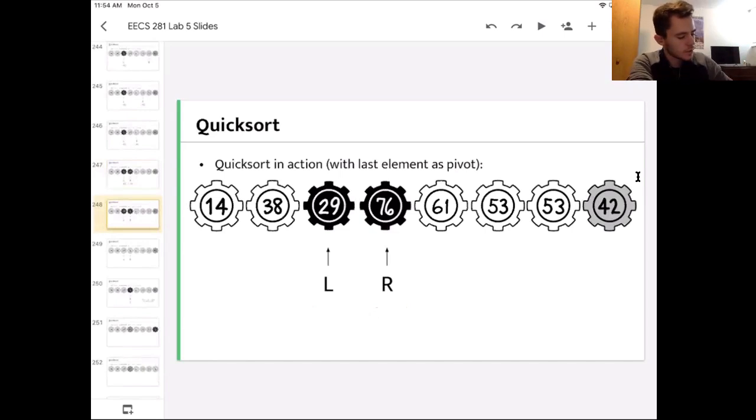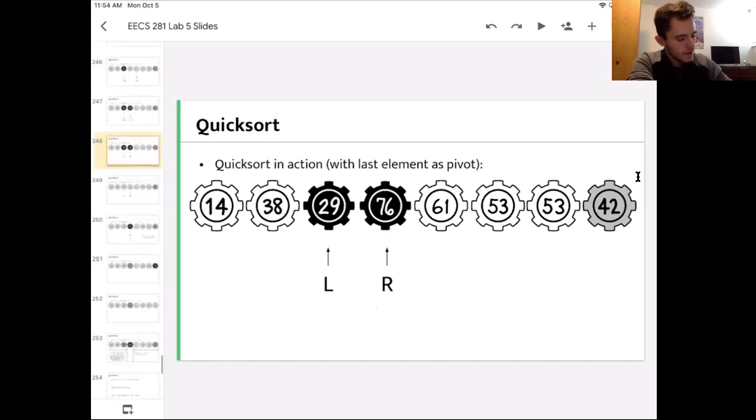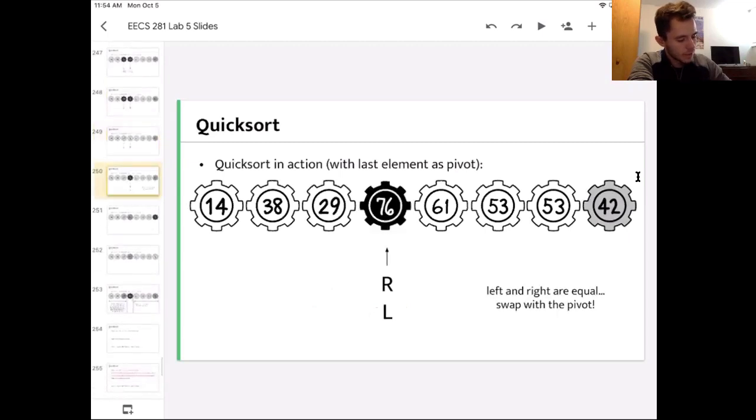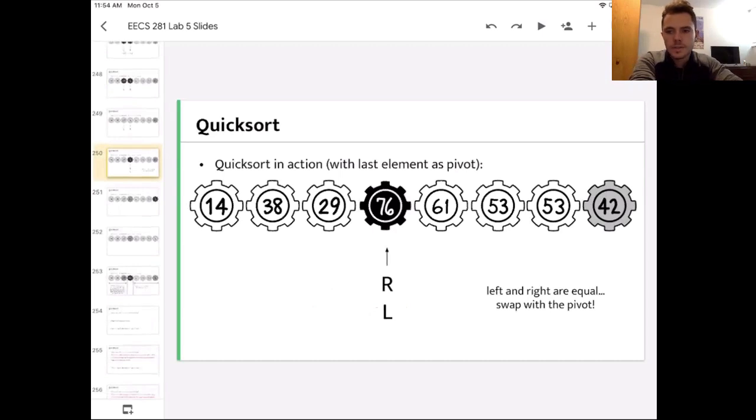All right, so we've swapped those. And then after we swapped those, we keep moving our pointer. And now we see that we've come to the end, right? Because our pointers are equal. So at this point, we take whatever element is left here, and we're going to swap that with the pivot.